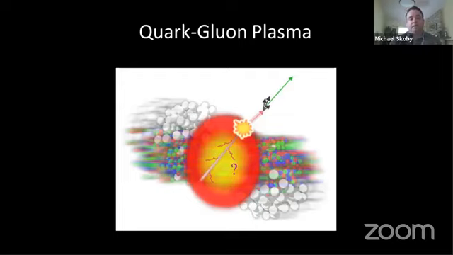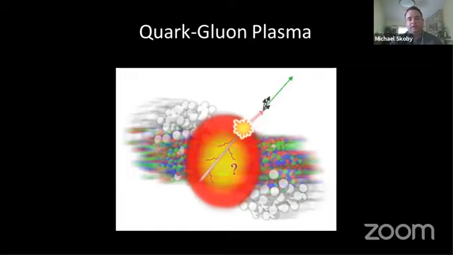And it turns out that indeed the temperature that's measured in these head-on collisions is more than hot enough to create the quark-gluon plasma. So it's much greater than the temperature needed to create it. So we know it's hot enough.